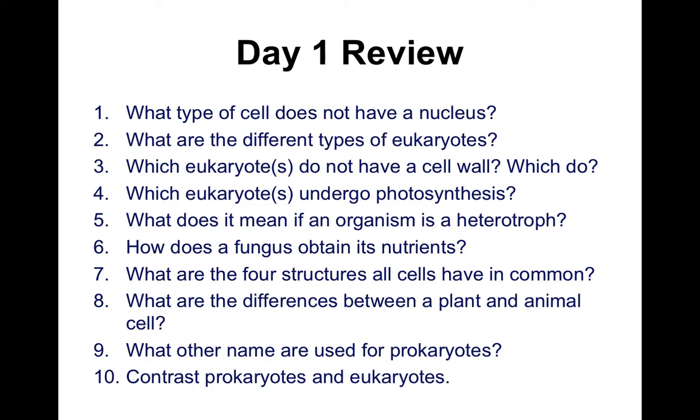What are the differences between a plant and an animal cell? So we're talking about the big differences here. Plant cells have a cell wall, a large central vacuole, and a chloroplast. Animal cells, on the other hand, have a lysosome and centrioles. What's the other name used for prokaryotes? Bacteria. So I can ask questions using the term prokaryote or bacteria. Those two are synonymous since they are the same types.